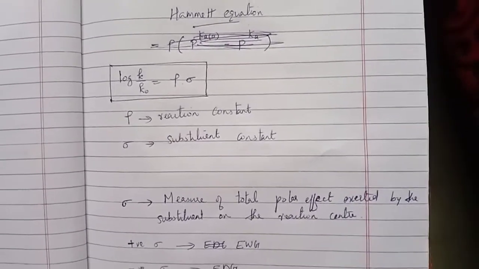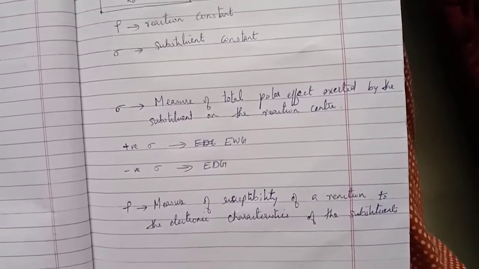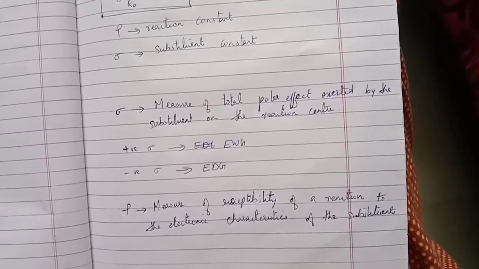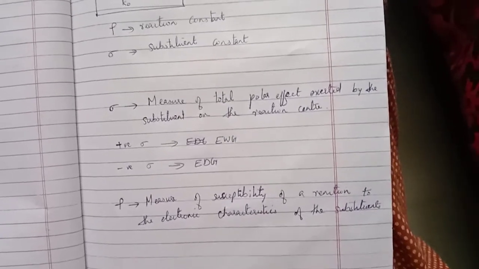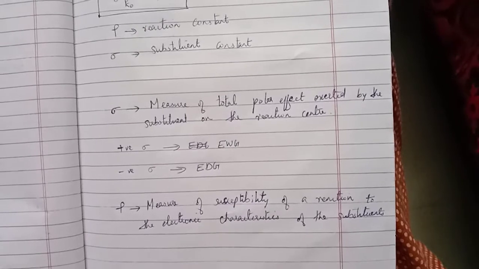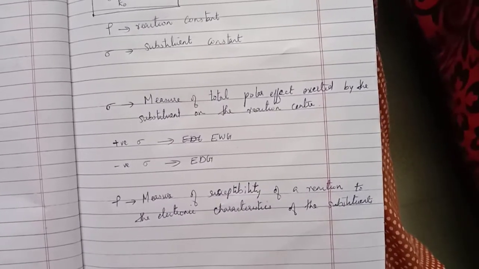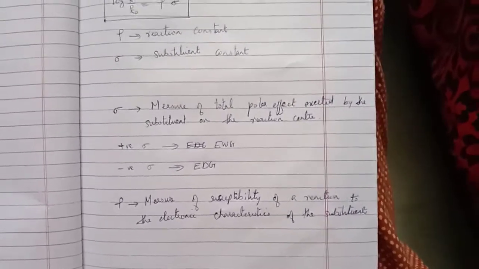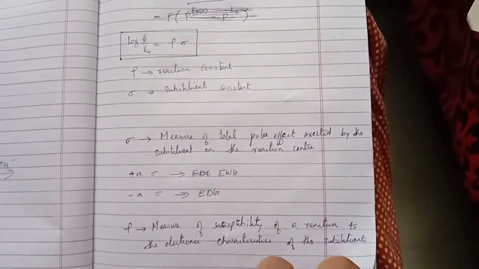The reaction constant rho is the susceptibility of a reaction to the electronic characteristics of the substituent. Electronic characteristics means its polar effects and resonance effects. Sigma is the measure of total polar effect exerted by the substituent on the reaction center. I have talked about this in detail in the previous video. Now we are going to see the physical significance of rho and sigma.